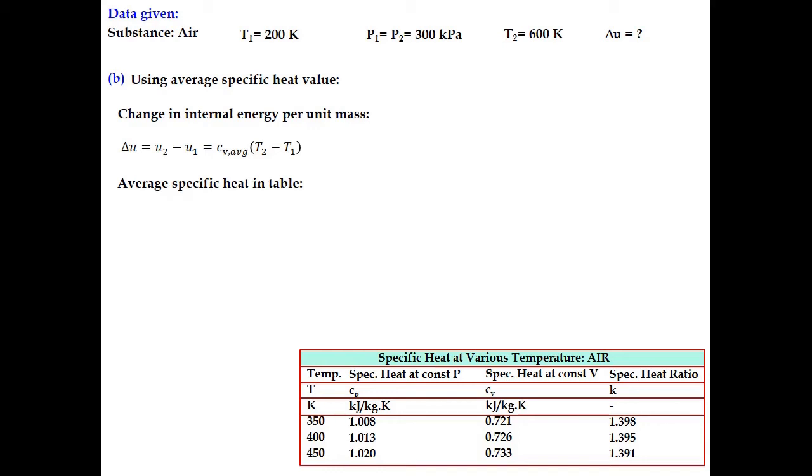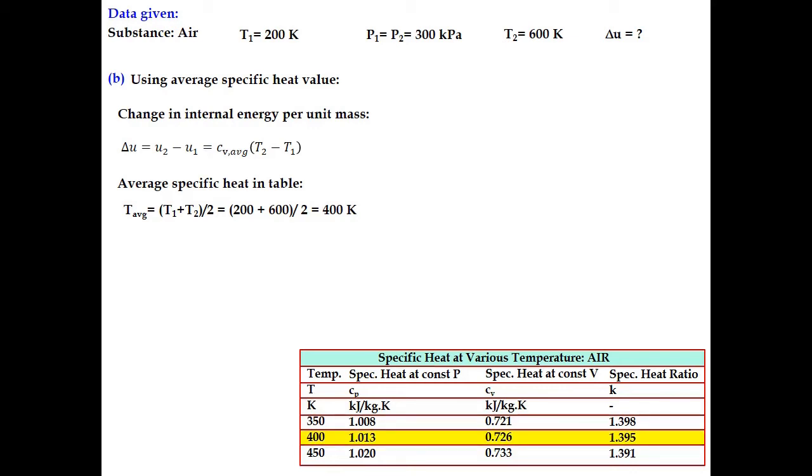Because the table refers to temperature, in order to get the value you need to get the average temperature between T2 and T1. So first calculate the average temperature: T1 plus T2 divided by 2, which equals 400. From this T average value, we use it to obtain the Cv value from the table. Directly we can obtain Cv average at 400 Kelvin equal to 0.726 kilojoule per kg Kelvin.